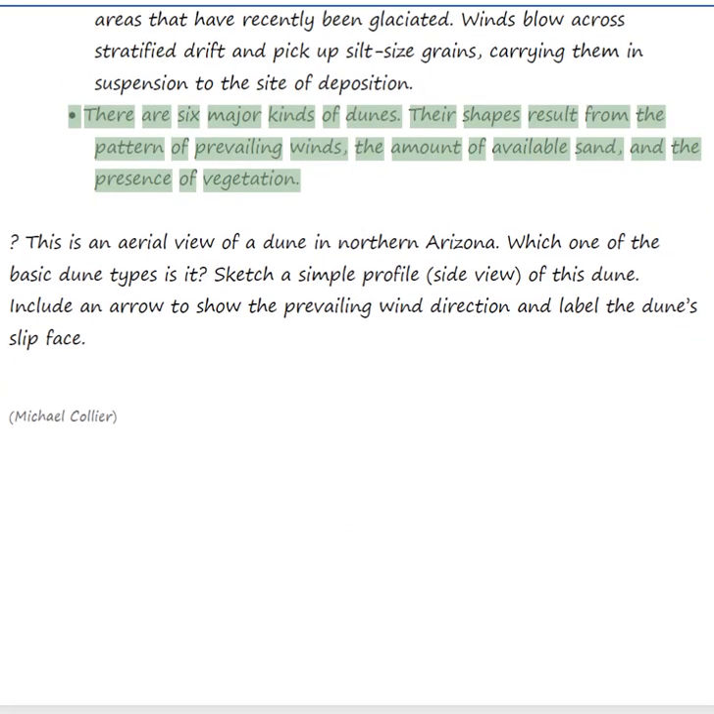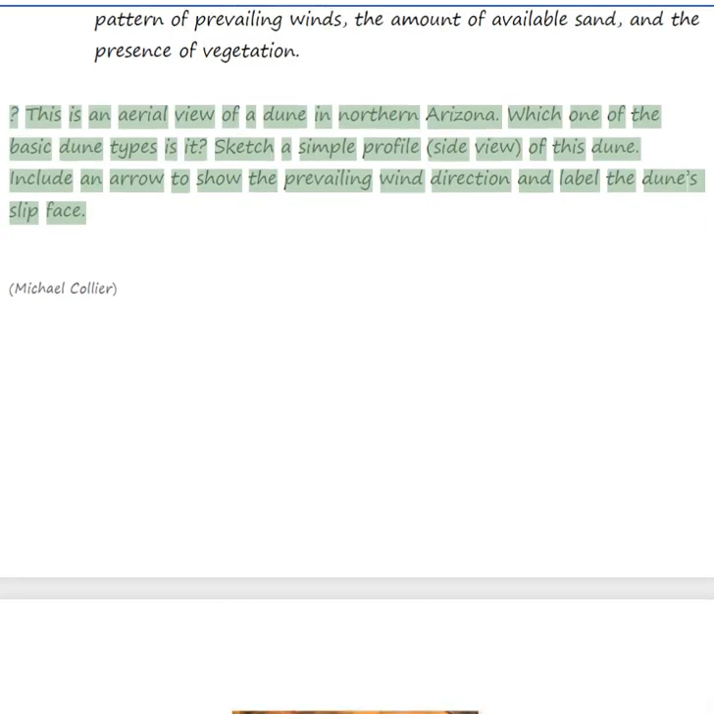There are 6 major kinds of dunes. Their shapes result from the pattern of prevailing winds, the amount of available sand, and the presence of vegetation. This is an aerial view of a dune in northern Arizona. Which one of the basic dune types is it? Sketch a simple profile of this dune. Include an arrow to show the prevailing wind direction and label the dune's slip face.